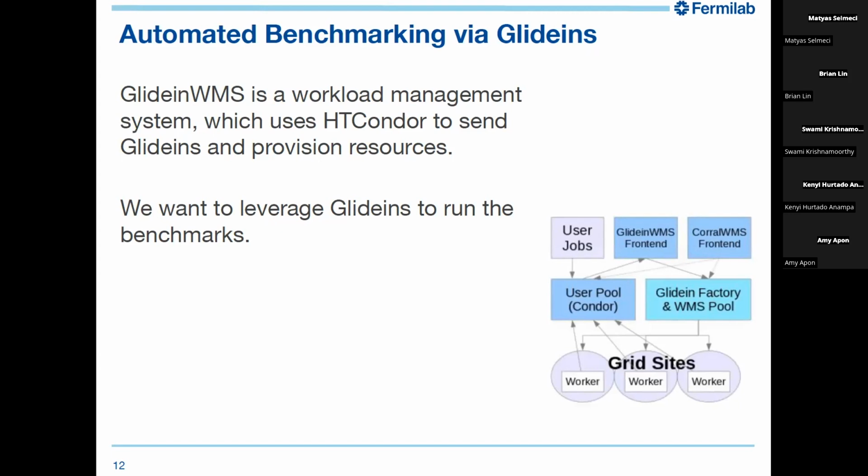So I was thinking about doing automated benchmarking via GlideinWMS. GlideinWMS is a workload management system that uses HTCondor to send glideins and provision resources. Glideins are pretty much pilot jobs in this scenario. And it has three main components: the factory producing glideins, and the front end, which calculates the number of glideins required to finish the user request. And we would want to leverage the glideins to run benchmarks.